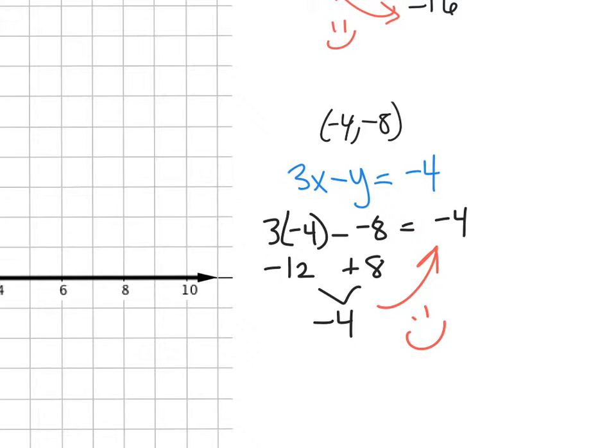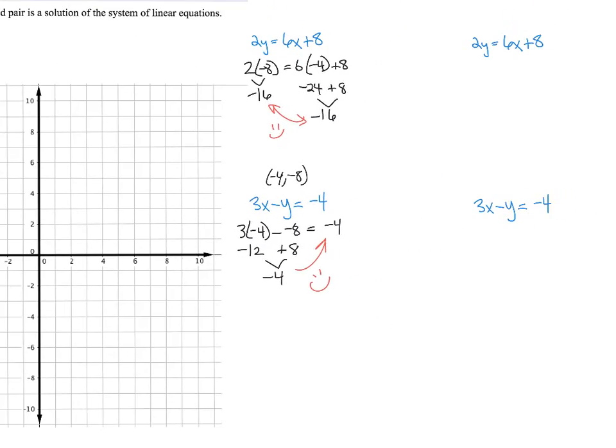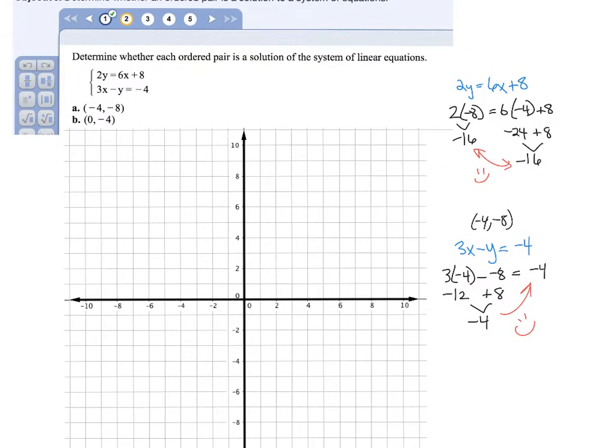And so, because negative 4, negative 8 works in both lines, it works in both cases, that automatically tells us that this is a yes. It is indeed a solution.